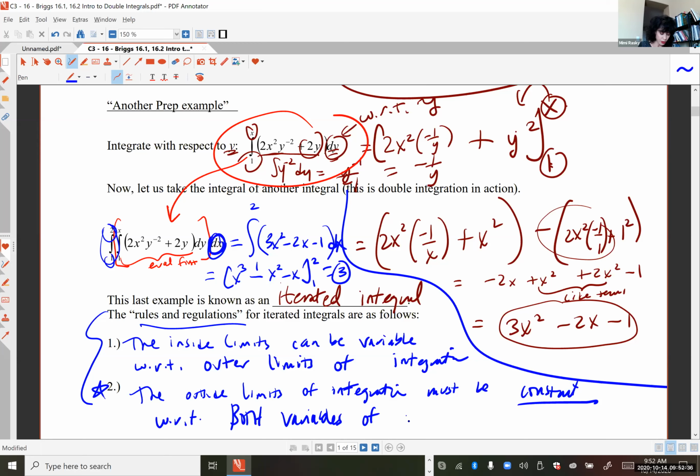And those are the rules. And Briggs, I don't think, does a really good job of making those rules clear, but I just want to. So what can you use a double integral for? So I have a little bit of time.